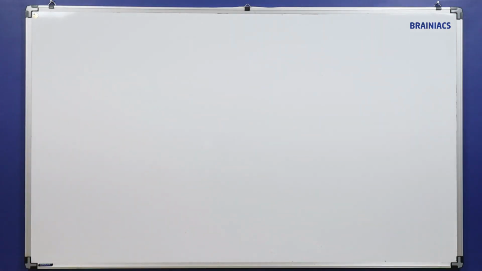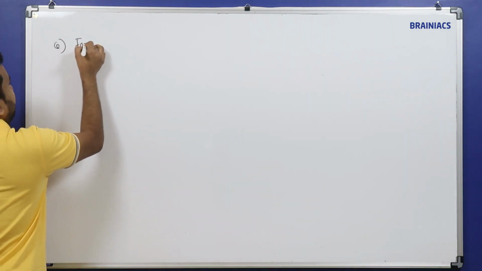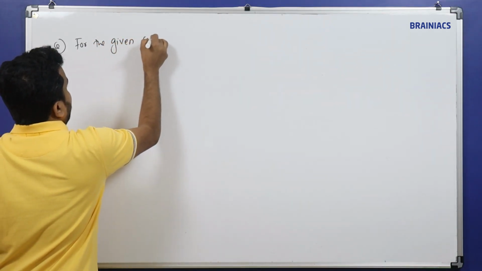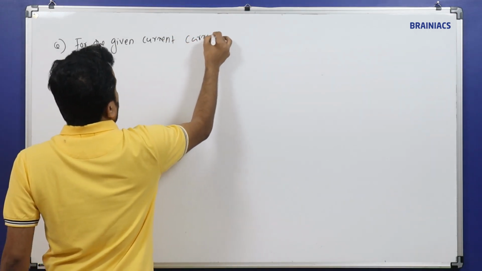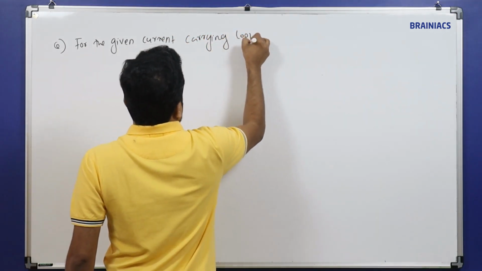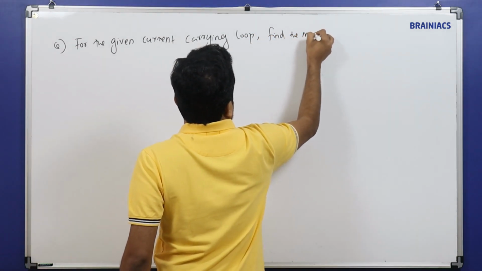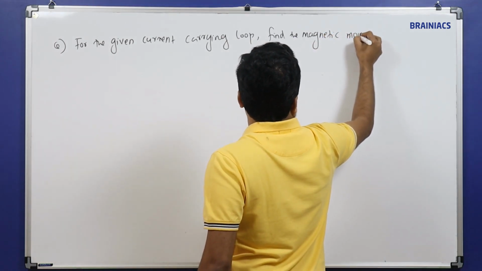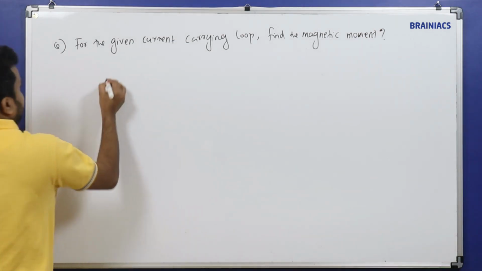Okay. So, let me do one question. You can write the question. For the given current carrying loop, find the magnetic moment. For the current carrying loop, find the magnetic moment.